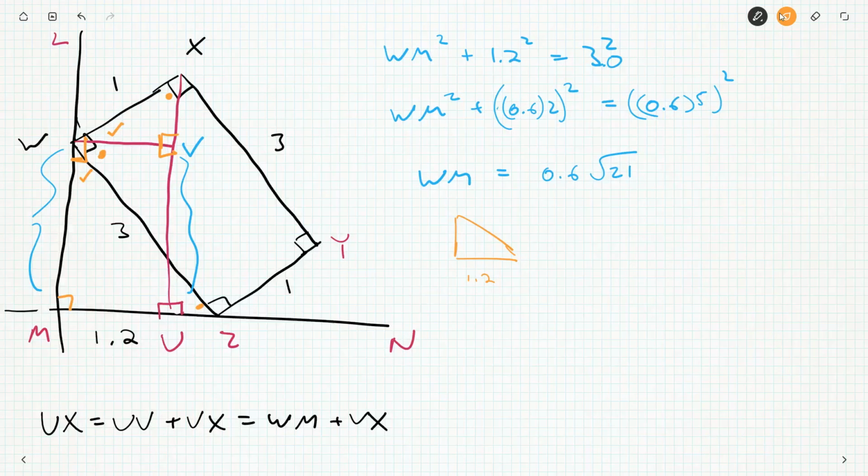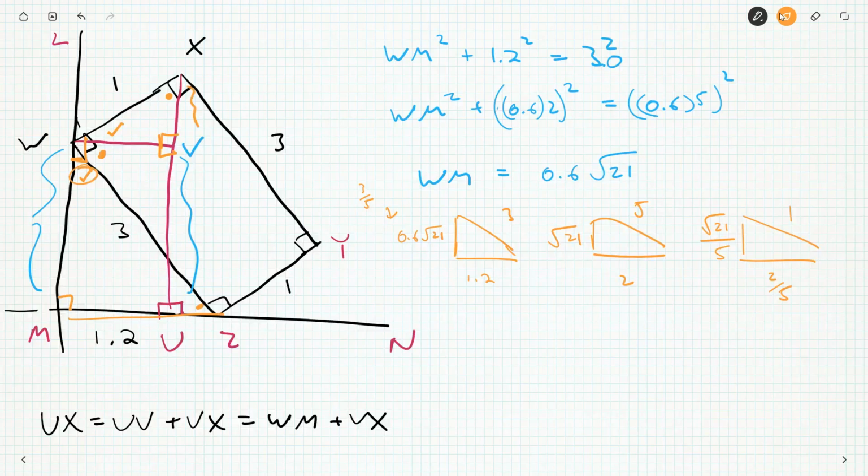So 1.2, 0.6 times root 21, 3. So it's the 5, 2, and root 21 triangle. But now we've got it with 1 here, so we should have 2/5 and root 21 over 5. This is technically the 3/5. 0.6 is 3/5. Alright, so I know it's 1. So which thing's opposite the check? The root 2 is opposite the check mark. So this is the root 2. So this is going to be, not root 2, 1.2.